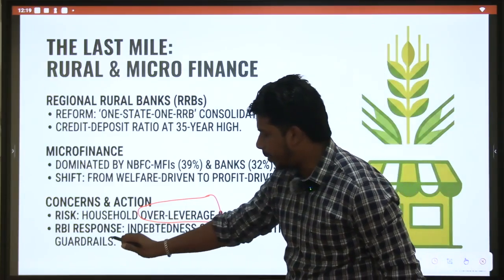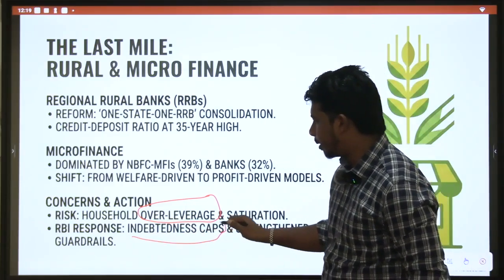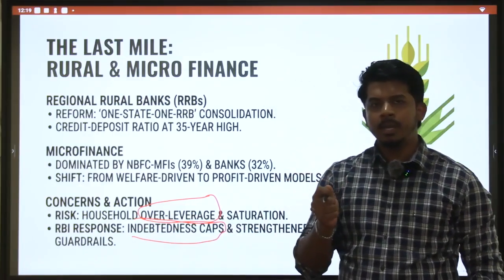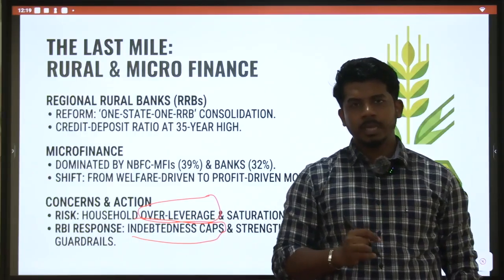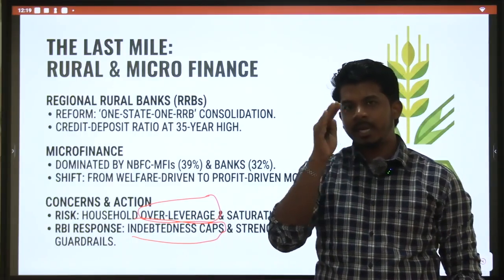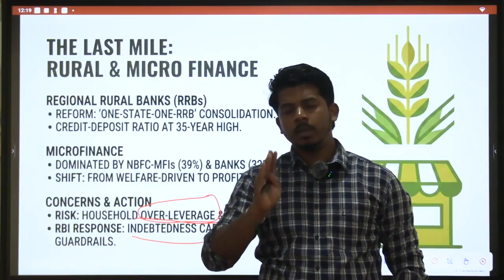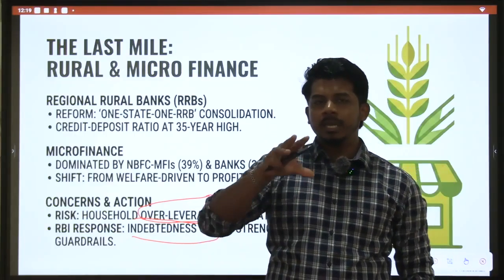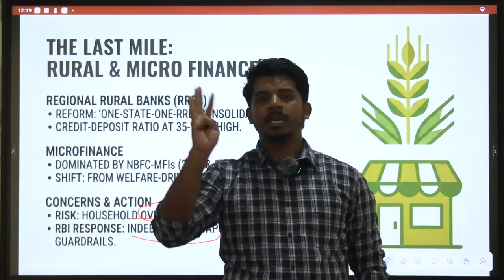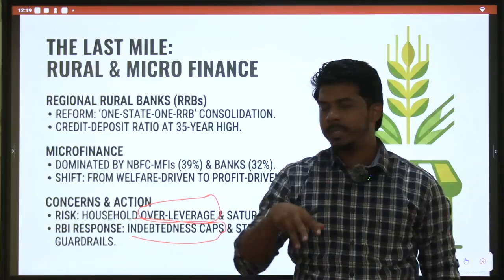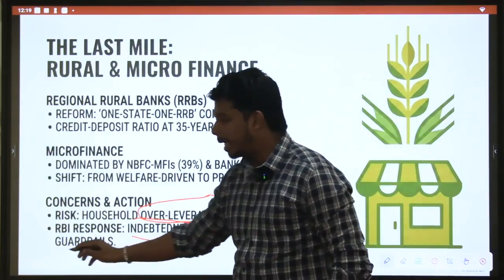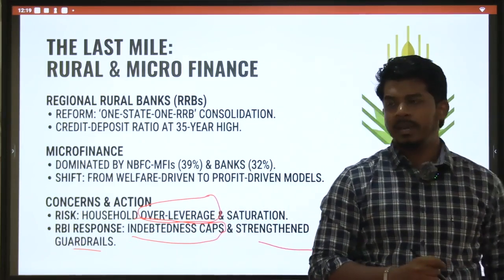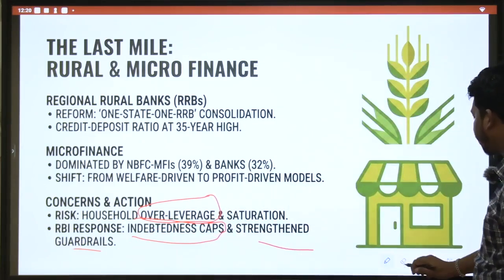So what is RBI doing? RBI is putting indebtedness caps. Indebtedness caps means how much amount these RRBs can give. There is a cap limit. You cannot give a loan with EMI more than 10,000 to a person who is earning 50,000. So there are some limits RBI is putting, and it is strengthening some guidelines, self-regulating guidelines, etc.